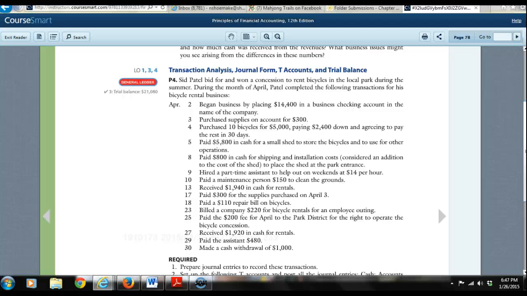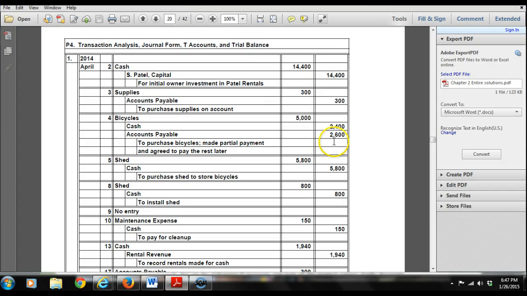So on April 2nd, began business by placing $14,400 in a business checking account in the name of the company. So I'm going to show you for the first journal entry, it's important that you make sure you put the date, April 2nd, and that money was put in, so it increases our cash, which is a debit. Cash is a debit of $14,400. And in addition, this money came from the owner, so we will increase our owner's capital account, S. Patel Capital, a credit of $14,400.